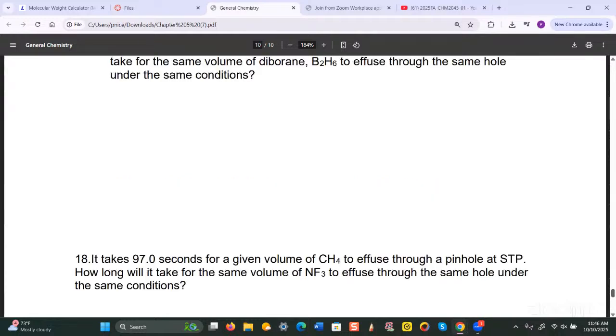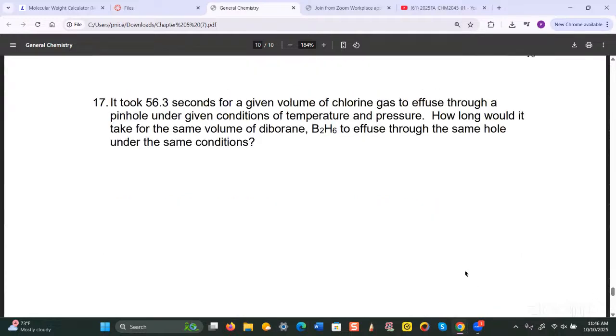Oh, two more, okay. So let me hear what you have to say about this one, based on what we have covered so far. In this case, the question says, it took 56.3 seconds for a given volume of chlorine gas to effuse through a pinhole under the given conditions of temperature and pressure. How long would it take for the same volume of diborane, and it gives you the formula, to effuse through the same hole under the same conditions?